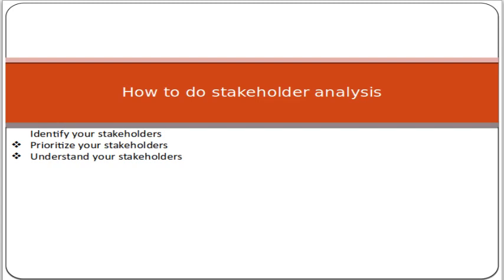Then how to do the stakeholder analysis, friend? You must identify your stakeholders, like who your stakeholders are. Then prioritize your stakeholders. Prioritize means that you have to identify what their priorities are, what actually they want. First of all you identify the stakeholders, then you prioritize them, meaning which stakeholders are more important and which are less important. Then understand your stakeholders. Understanding means that you have to understand what they want from you, what they want from the project execution, and based on that you analyze your stakeholders accordingly.